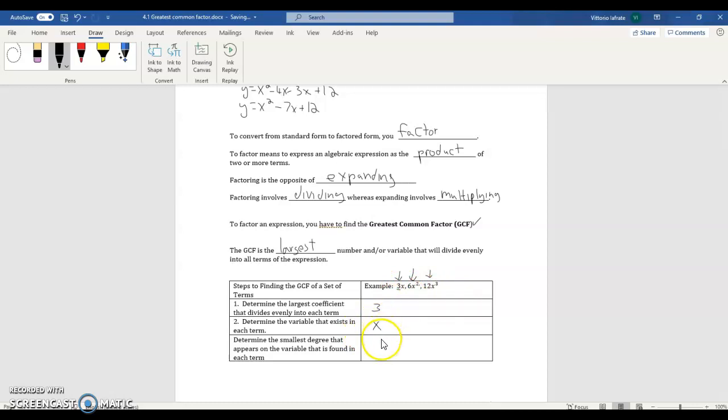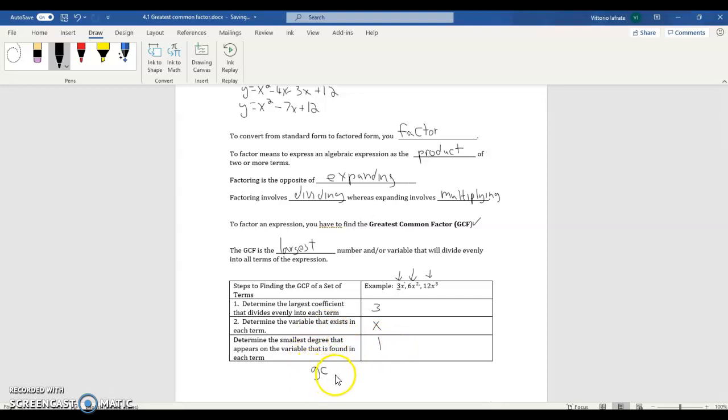And then afterwards, what you want to do is figure out, well, what's the smallest degree that appears in the variable in each of the terms? And it looks like the smallest degree, we have x, x squared, and x cubed, is this x over here, x1. Remember, when there's no number written on top, that's an implied 1. So 1 is the smallest degree. And what you're basically doing is you're putting these together to come up with your greatest common factor.